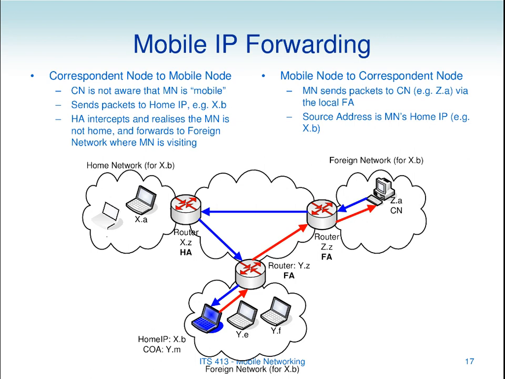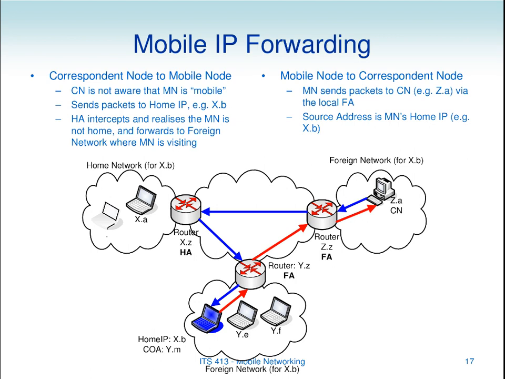So what happens when we look at both directions? The blue direction is when our correspondent node is sending data to the mobile node. Normally it sends to here, but in this case the correspondent node doesn't know the mobile node has moved. The YouTube web server doesn't know your mobile phone has changed from one network to another, nor should it need to know. The data is routed across the internet to network X.